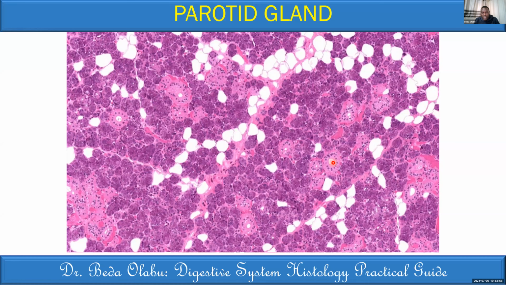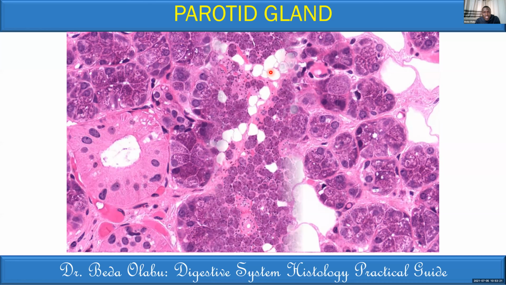We almost narrow it down to the parotid gland. Of course, in the context of the scattered adipocytes also, we know that this is basically a salivary gland, and parotid gland is the one that is predominantly serous. I'm saying so because you're going to see the other two very different from parotid gland.